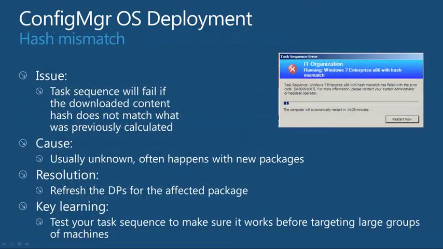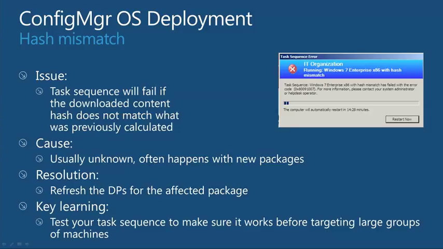You can also run into hash mismatch errors where you do a task sequence deployment, it gets to a particular step, it wants to download a package, it compares the hash against what's on the server after it does the download, says they don't match, task sequence fails. Simple enough. You can update the distribution points to push out a new version of this.